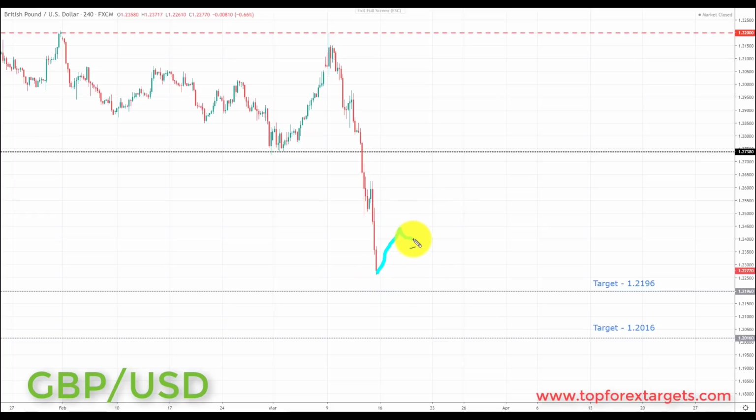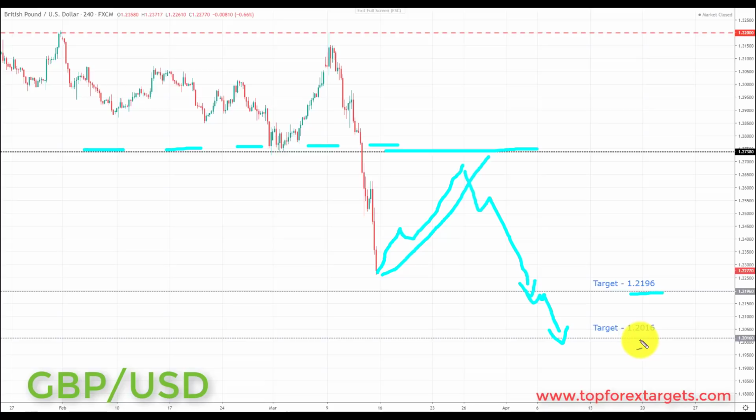If we can get a pullback, and as always, preferably if we can come back and test broken support from the past, turning resistance at 1.27380, this would be preferable as it would give us the best risk to reward setups. But any pullback in this area is going to be viewed as an opportunity to start to look for bearish setups. And we're going to be looking at initiating shorts down towards the next key of support to the downside and the target set at the 1.2196. And if we can get a break through here, we're going to be looking down towards the next key of support to the downside and target 2 at the 1.2016.